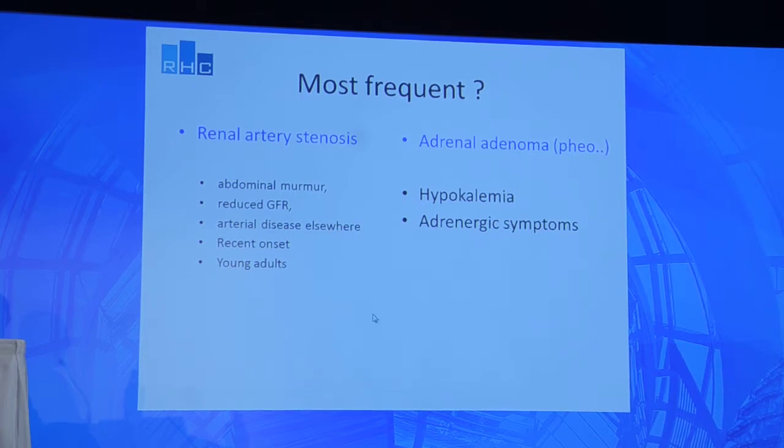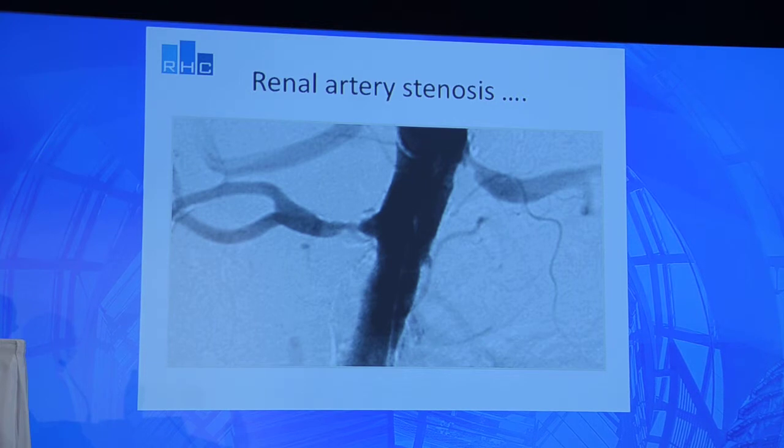So you have a setting, which has already been discussed briefly, of clinical signs that will put you in the situation where you think that might be renal artery stenosis. These are listed here. I will not summarize them for the sake of time. And on the other hand, for endocrine disease, hypokalemia, and sometimes adrenergic symptoms. So let's focus first on renal artery stenosis.